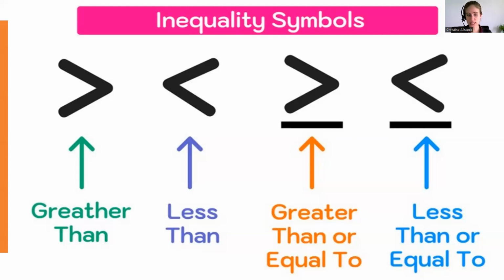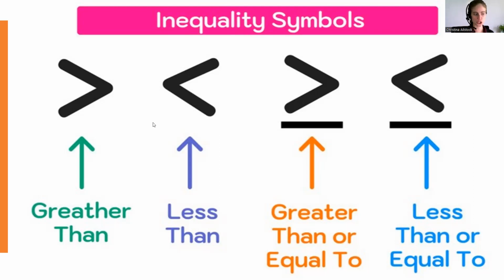With those, it means, and we'll go through an example here in a minute, that your answer could be greater than that number, but it could also be equal to it. That's what the "or" means. It could be greater than it, or it could be equal to. And for the less than, it could be less than, or it could be equal.